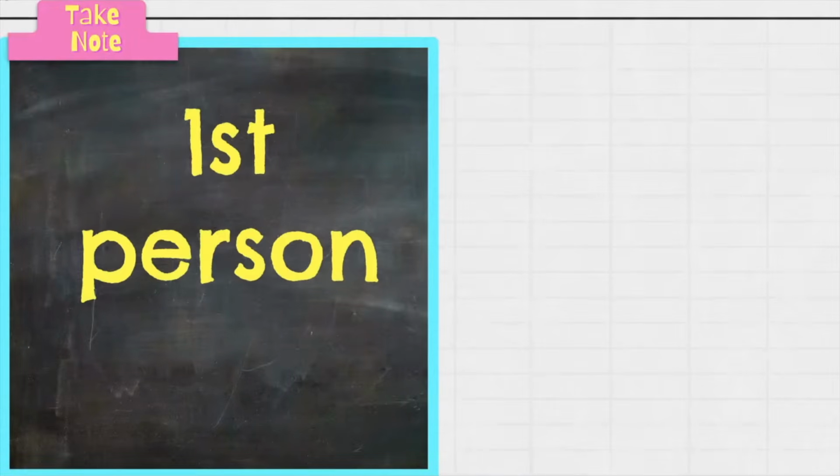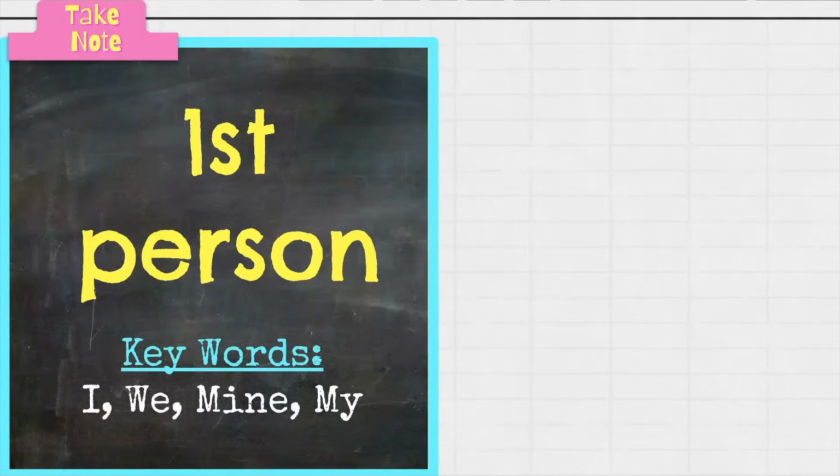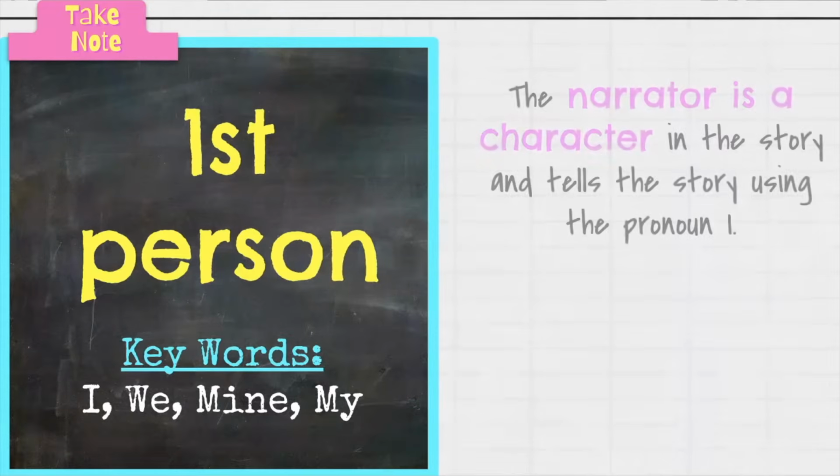So there's three types of point of view, with a little bonus thrown in. Let's look at them. First, we have first person. First person point of view has these keywords: I, we, mine, my. So when the narrator speaks, they will use these keywords.